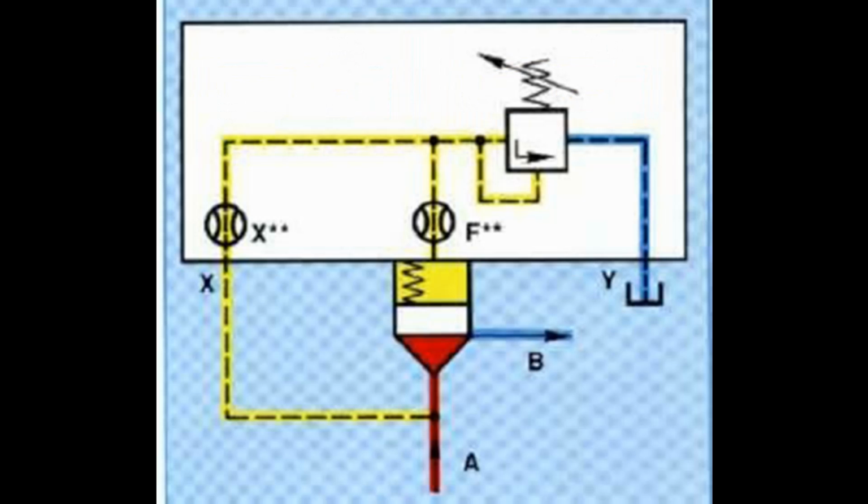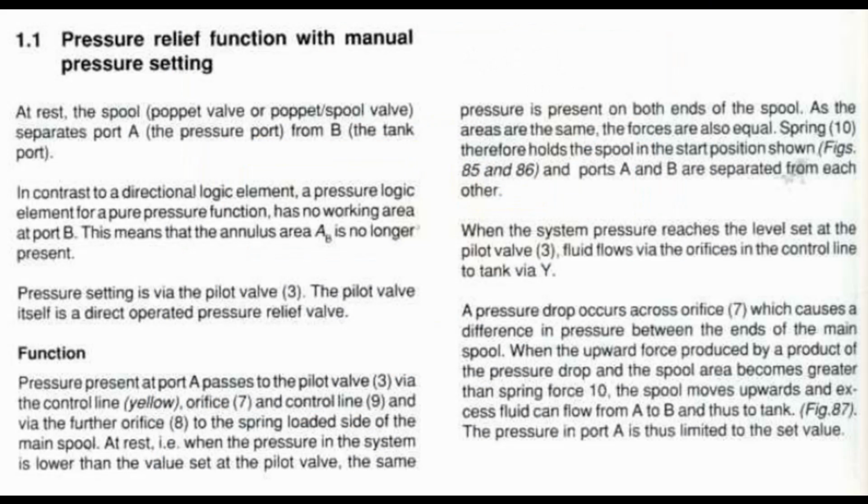When the upward force produced by the product of the pressure drop and the spool area becomes greater than spring force 10, the spool moves upwards and excess fluid can flow from A to B and thus to tank. The pressure in port A is thus limited to the set value.